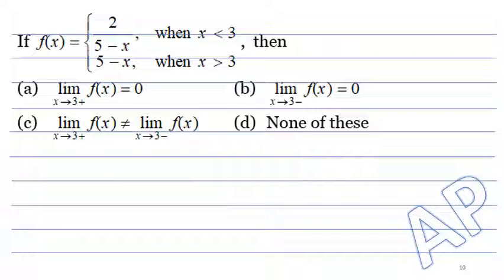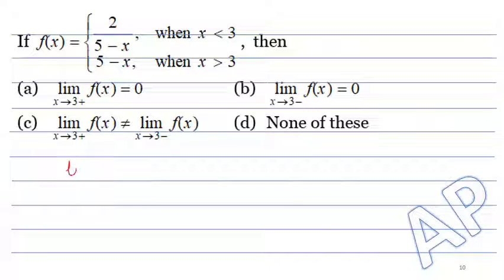If f of x is equal to 2 by (5 minus x) when x is less than 3, and 5 minus x when x is greater than 3, then we have 4 options. To find the correct option, we need to evaluate the left hand limit and right hand limit at 3, because we have a split function for x less than 3 and for x greater than 3.